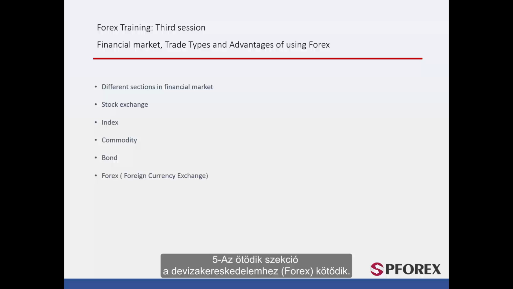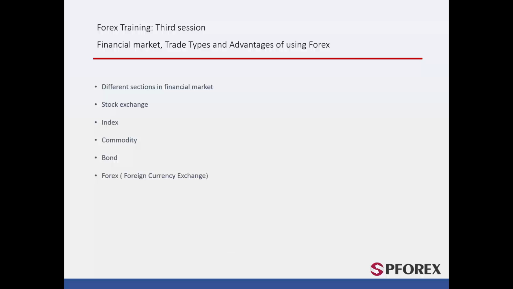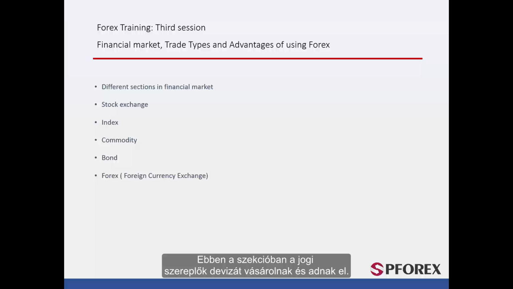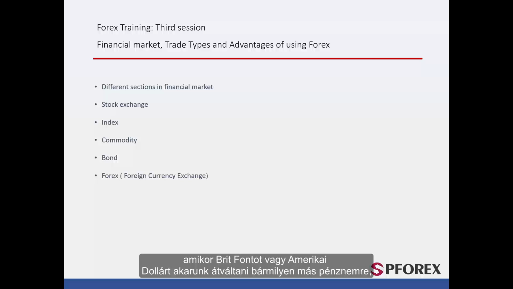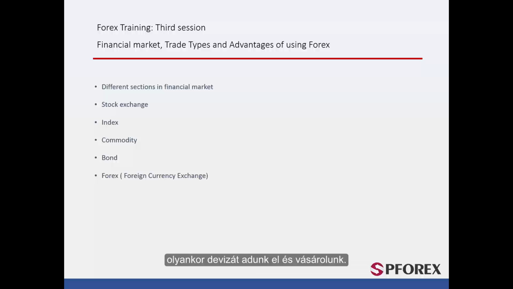The fifth section is related to the foreign currency exchange and Forex. This is the largest part of the market. In this section, legal parties intend to buy and sell foreign currencies. For instance, when you take British pounds or US dollars to exchange for any other currency, you are selling and buying foreign currency. These kinds of transactions make up the majority of trades on all financial markets.